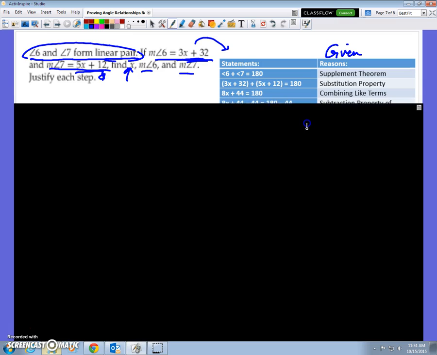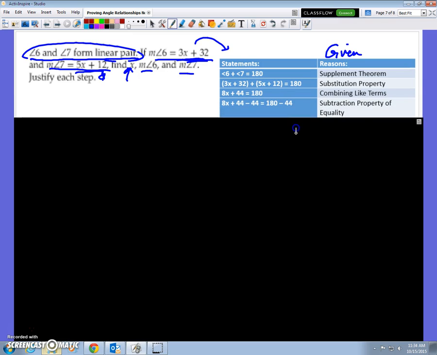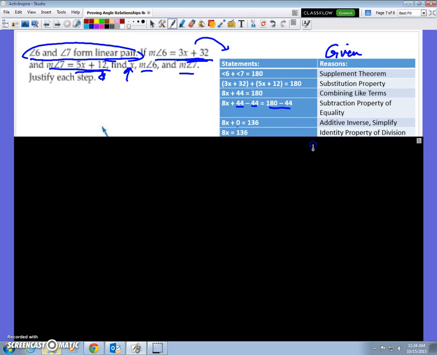I can go ahead and start solving for x. So subtract 44 from both sides, the subtraction property of equality. And then as I subtract, I add opposites. That's the additive inverse. And over here I am simplifying. When I add 0 to something, it keeps its identity.